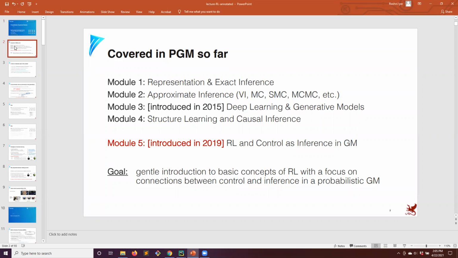And this topic is actually the fifth module in the series. And the goal of the lectures are to give a gentle introduction to the basic concepts of reinforcement learning. And it's focusing on the connections between control and inference in probabilistic graphical models.